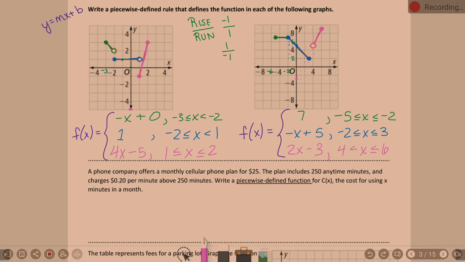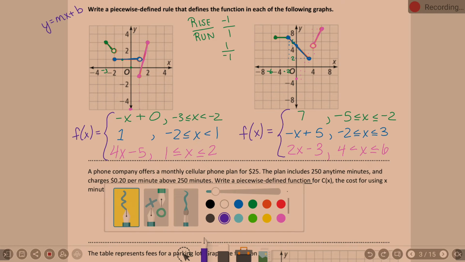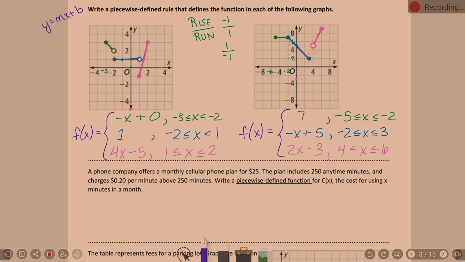How about a word problem for you? I know how we love our word problems. Okay, so piecewise function means different things happen at different points. It's not just all one equation that we can write. So a phone company offers a monthly cellular phone plan for $25. The plan includes 250 anytime minutes and charges 20 cents per minute above 250 minutes. Write a piecewise defined function for C of x, the cost of using x minutes in a month.